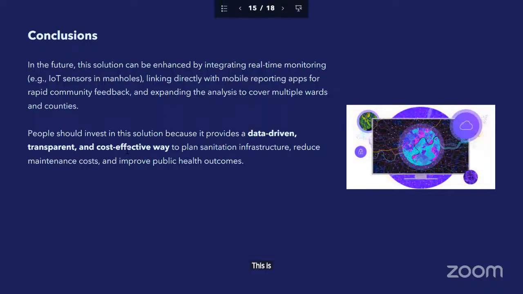This is more than just a GIS project. It's a practical step towards safer communities, healthier families, and a future where no one is left behind.